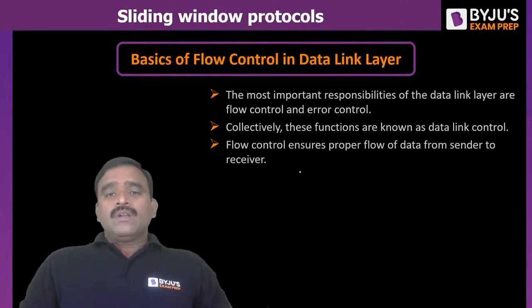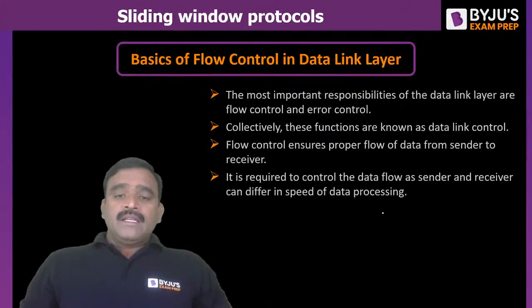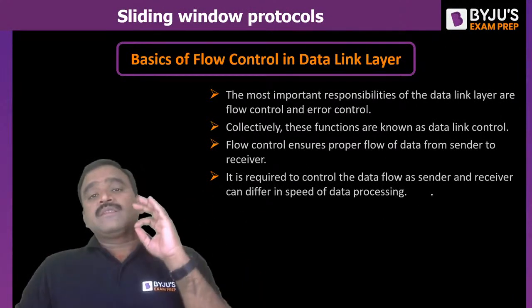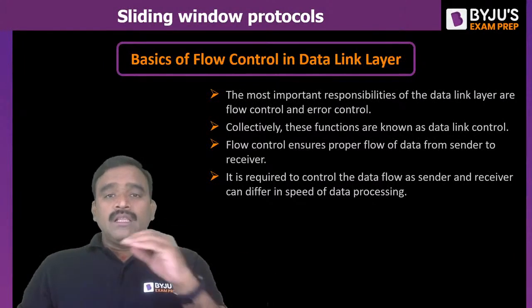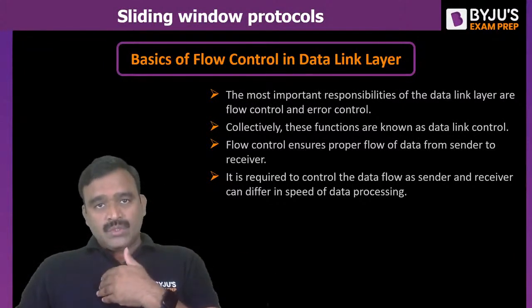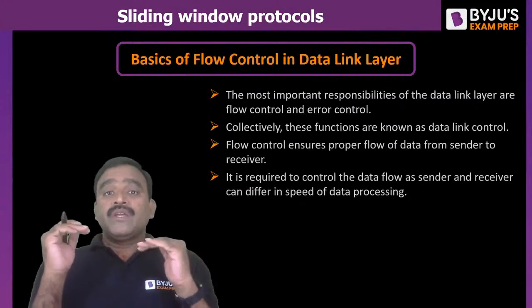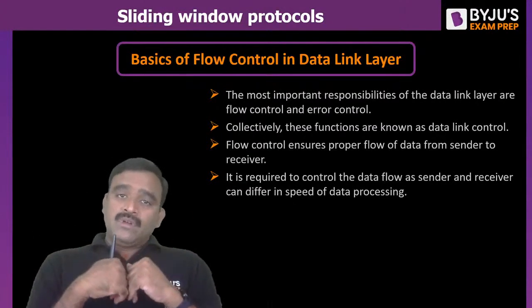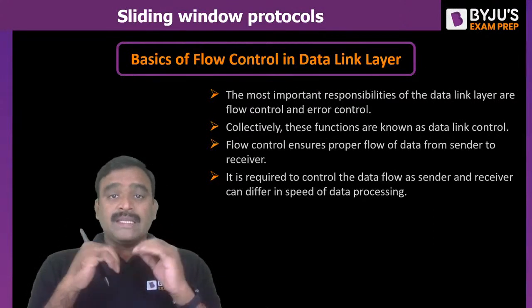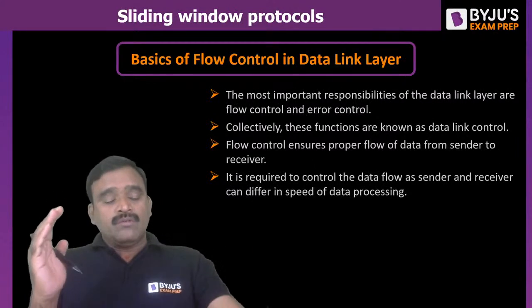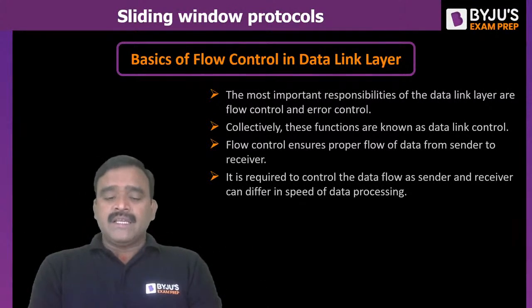So these are the two major activities of the data link layer, as we discussed. Flow control ensures proper flow of data from sender to receiver, and it is required because the sender and receiver can differ in the speed of data processing. All the machines may not be at the same speed, so we need to synchronize the sender and receiver's communication. That is the reason we introduce these flow control mechanisms in the data link layer. The data link layer provides node to node delivery, so whenever there is a need for controlling, we have to do that.